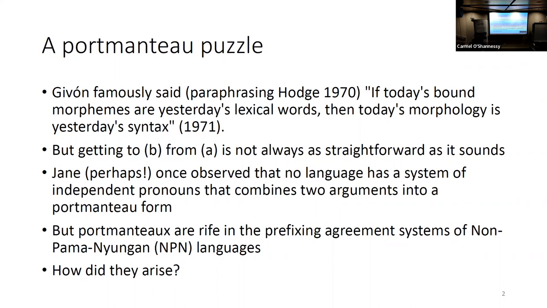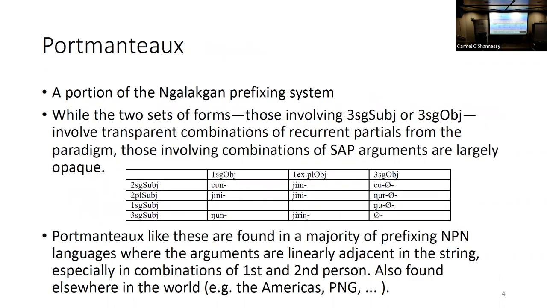If those bound morphemes come from a former system of, let's say, cliticized agreement markers, at what point do we get portmanteaus turning up in the systems? And spoiler, I don't know, but I'm going to make some suggestions that may be relevant to understanding how they arise. So here's a portion of the Alawa prefixing system. Note that I'm not using orthography in this talk, I'm using IPA. And this illustrates the kind of problem I'm talking about.